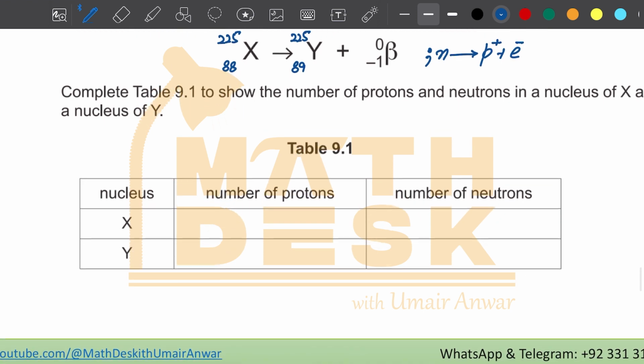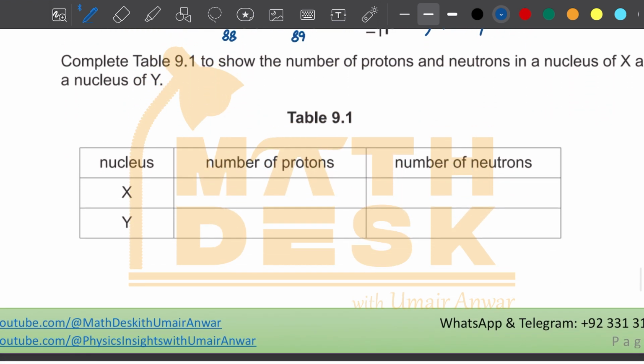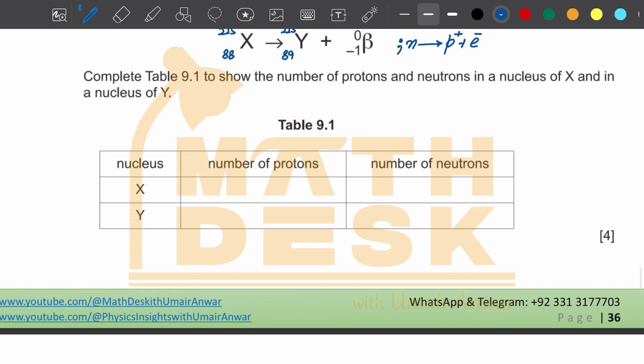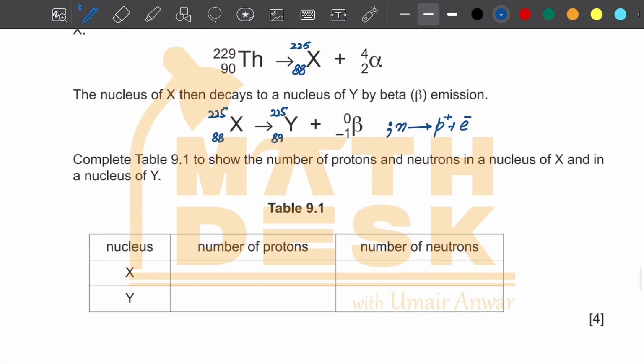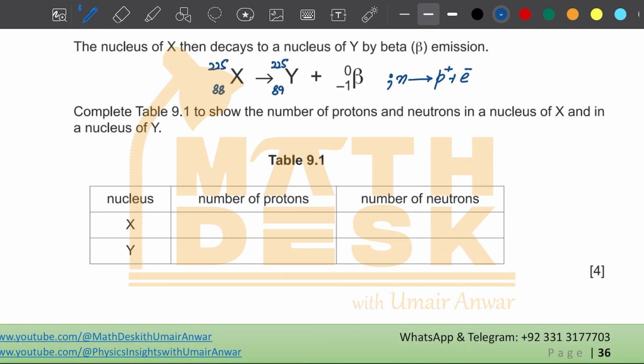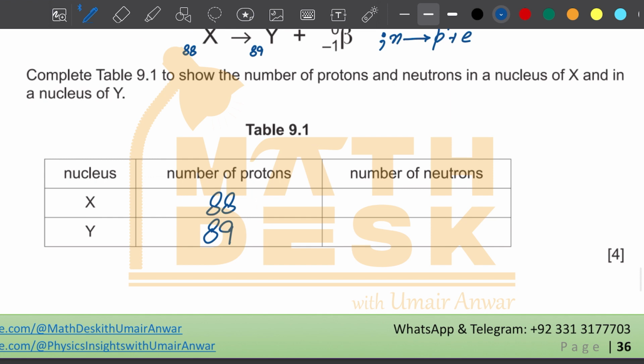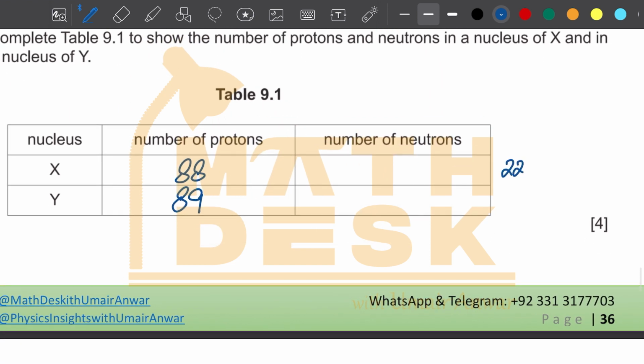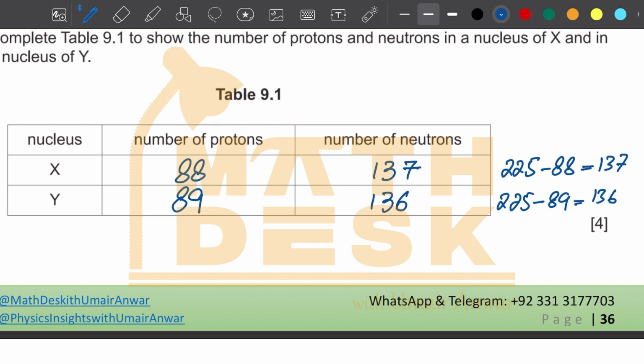Now the next part is related to the same thing. They're saying complete table 9.1 to show the number of protons and neutrons in a nucleus of X and in a nucleus of Y. The number of protons in a nucleus of X is 88 and in Y it is 89. For the number of neutrons, we subtract the proton number from the nucleon number. So here we have 137 and here we have 136. So the number of neutrons for X is 137 and for Y it is 136.